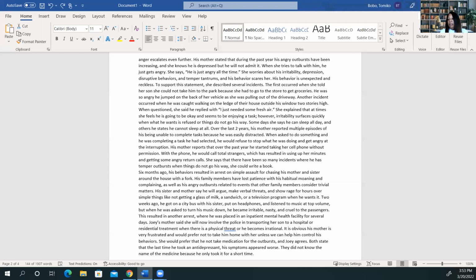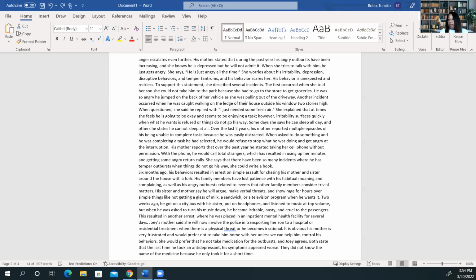When he was asked to turn it down, he became more irritable, nasty, and cruel to the passengers. This resulted in another arrest where he was placed in an inpatient mental health facility for several days. Joey's mother said she will now involve the police in transporting her son to the hospital or residential treatment when there is a physical threat or it becomes irrational.